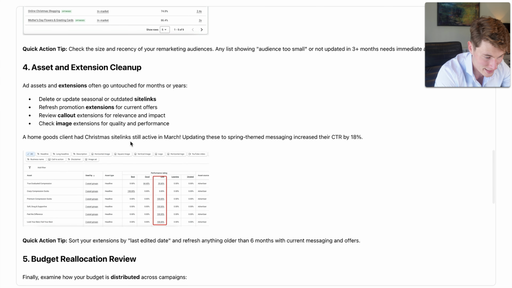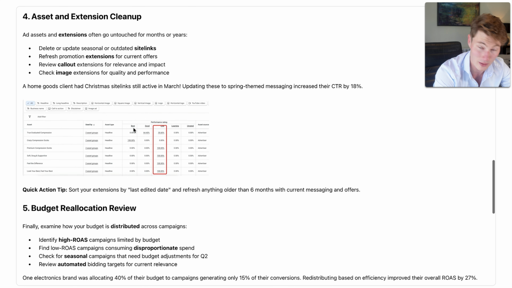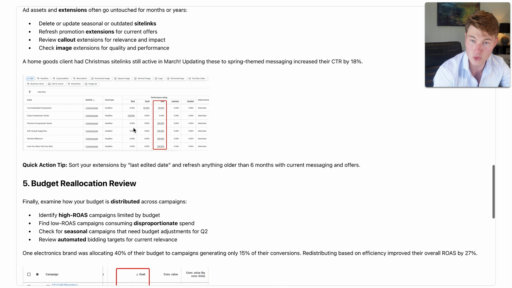Number 4 is asset and extension cleanup. This is very basic, but just get rid of those outdated site links, those crusty callouts, any poor performing image extensions, and God forbid, any completely irrelevant sale extensions that are still running. Please don't do that. That will nuke your quality score. All right. Google wants users to have a good time on the platform. So if there's a bunch of weird, crusty ads, it's not going to be very happy.